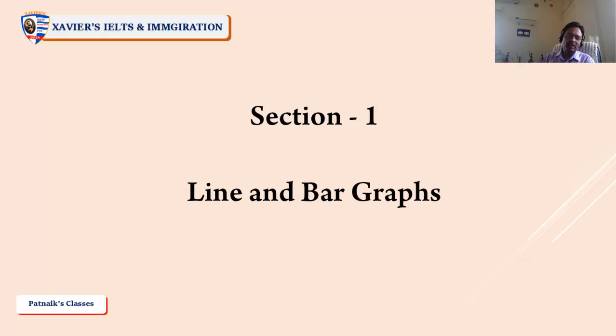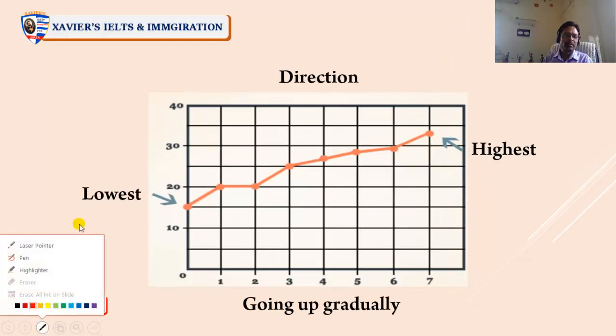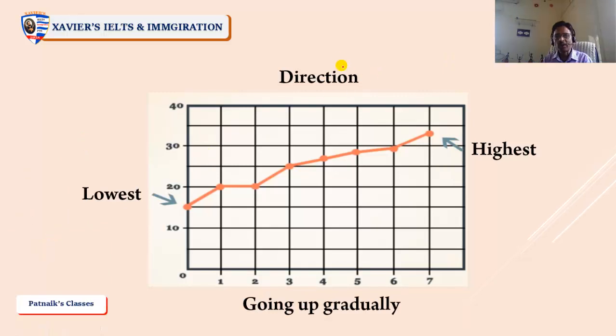So what kind of words will help to build the write-up for this type of task? I'm talking about the direction. Normally, when we are planning the overview, we see the direction or the trend of the chart or graph. If this is the trend, what kind of phrase will we use? We will use going up gradually, or grown gradually, or risen gradually. Or the figures increased during the given period. See, this is the lowest point and this is the highest point.